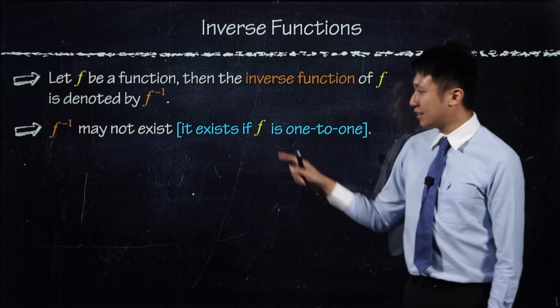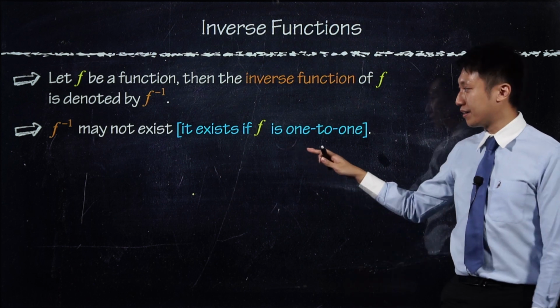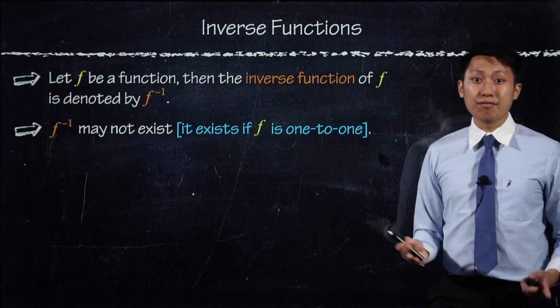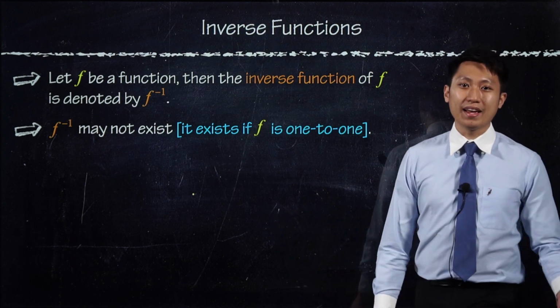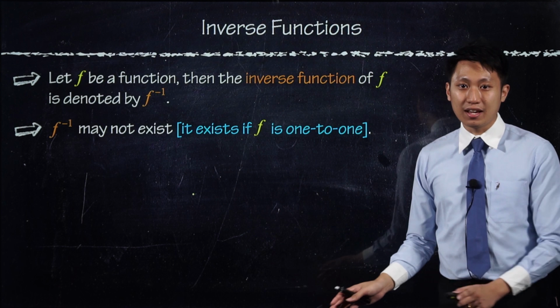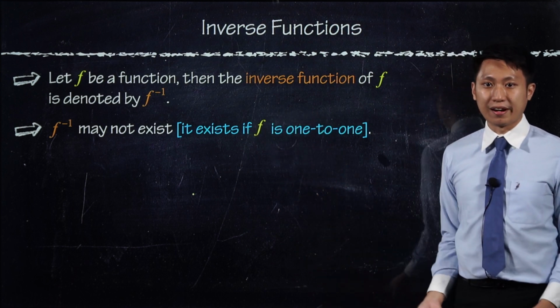It exists if f is a 1-to-1 function. This one is slightly harder, so you don't need to know it. In fact, in SPM, what you need to know is just to find x, find y, and find f of y, and so on. You're just finding values. These theoretical stuff you won't be learning.